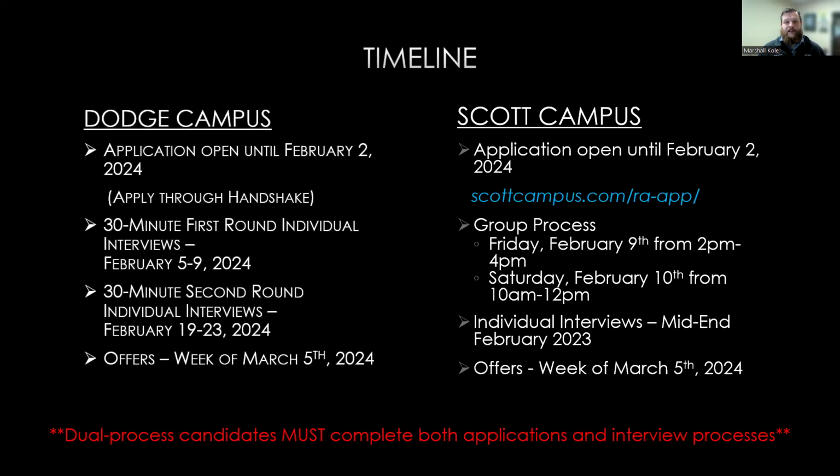It's important to note that you should apply for the campus that you are interested in working on. So if you are only interested in Dodge Campus, you need to apply through Handshake for the Dodge Campus RA position and complete the Dodge Campus RA interview process. If you're interested in only Scott Campus, you should apply by going to scottcampus.com/RA-app and complete the application there, and then you would complete the Scott Campus interview process. If you're interested in being an RA on either Dodge Campus or Scott Campus, you would need to complete both applications separately and then complete both interview processes separately as well. So if you're interested in either, you should complete both and sign up for interviews on both campuses.